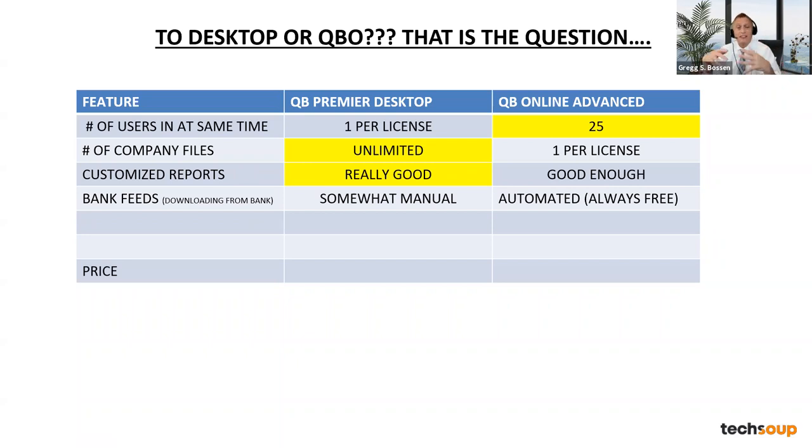Bank feeds. This is a feature that every one of you should be using. Now, what it does, it allows you to connect your QuickBooks to your bank, all right? And what that does is it makes it so much easier. Rather than entering each individual transaction using your fingers, you can simply download them from the bank and add them into your QuickBooks file. If you have credit cards and debit cards, it makes it a ton easier. It is automated and always free in online. In desktop, it's somewhat manual, all right? And so you can do it in desktop, but it's much better in online. So online wins here, okay?